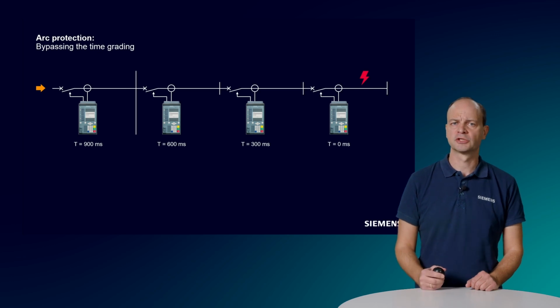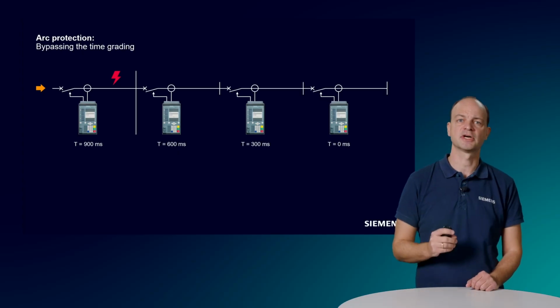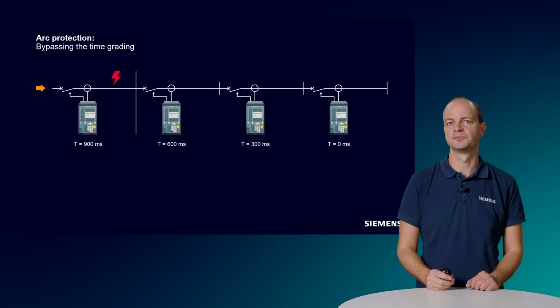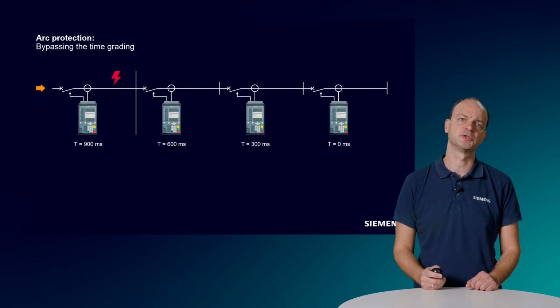To make sure that you do not trip everything in case of fault, the overcurrent functions of the relays have a time grading. So if a fault occurs at the end, the relay can trip immediately. However, if the fault occurs at the beginning of the feeder, the time delay can be significantly longer, as in our example here, where the time grading is 300 milliseconds between the relays.